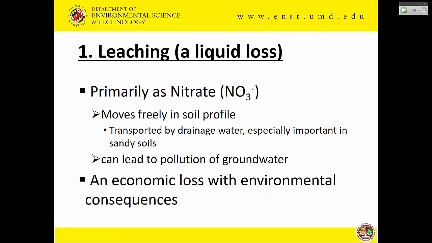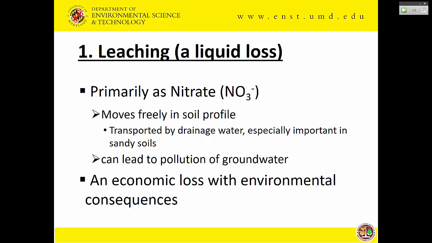So again, talking about the losses, the first is leaching. So what leaches from the soil? We have ammonia, nitrate, and then we have organics. We'll focus mostly on nitrate, since this is the most mobile form of nitrogen in the soil setting. It happens in the soil profile. And the reason why it happens is, if you look at nitrate, it has a negative charge, right?